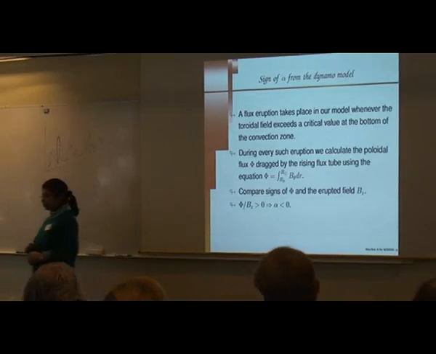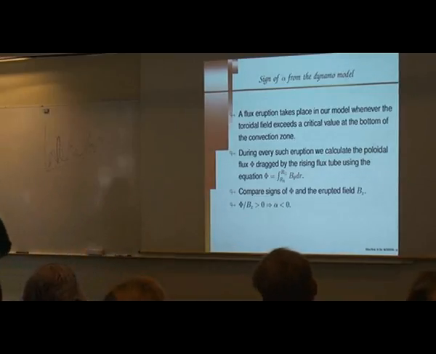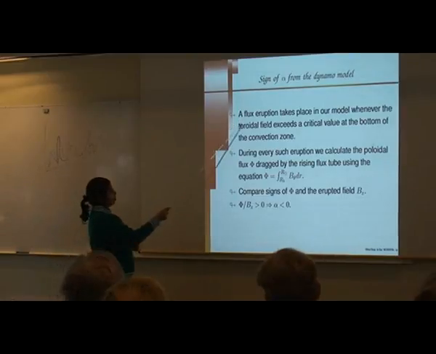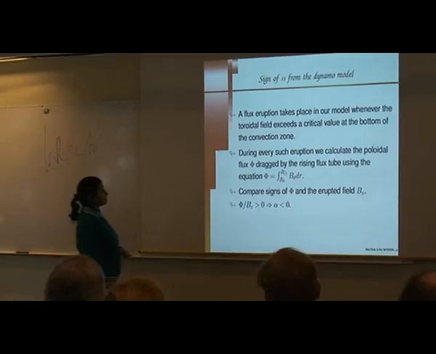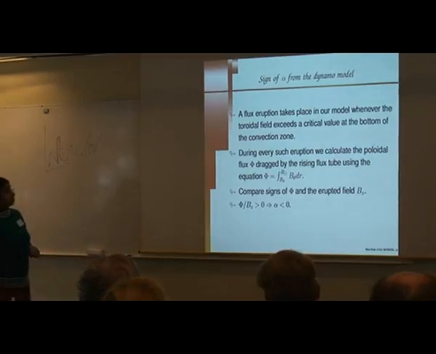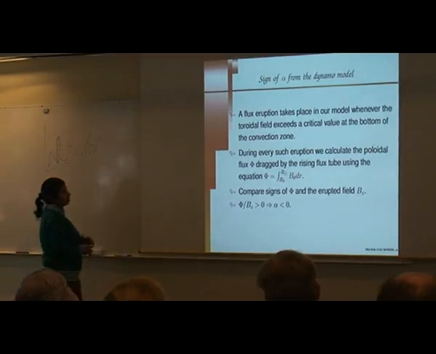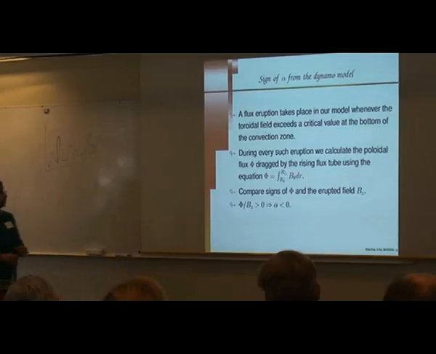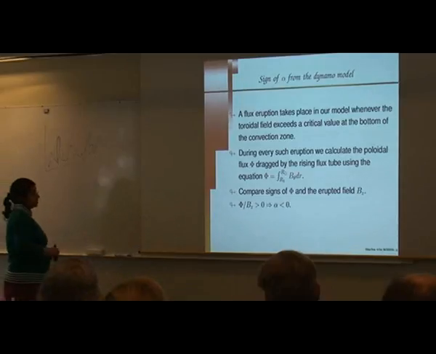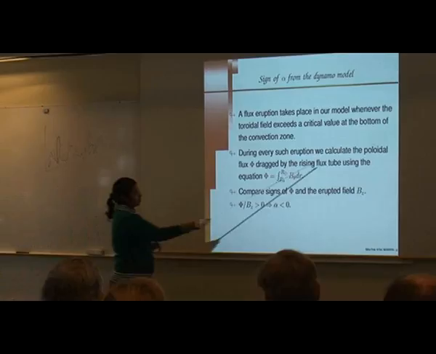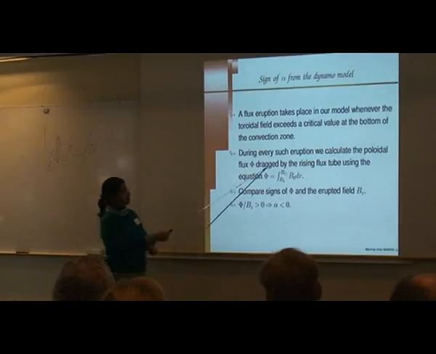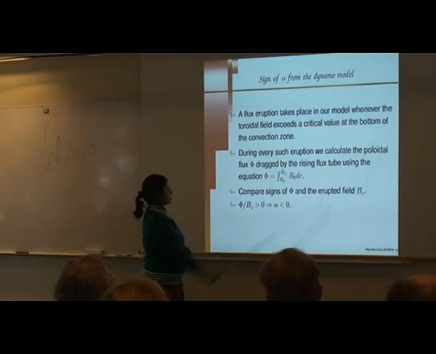Our model is incidentally called Surya, which is the Sanskrit word for the sun. We have this buoyancy algorithm which does the following. A flux eruption takes place in the model whenever the toroidal field at the bottom of the convection zone exceeds a critical value. When such an eruption happens, we calculate the poloidal flux phi in the convection zone, which is supposed to be dragged by the rising flux tube.